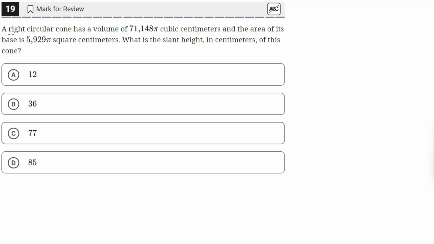A right circular cone has a volume of 71,148 pi cubic centimeters, and the area of its base is 5,929 pi square centimeters. What is the slant height in centimeters of this cone? So we have a cone. We can draw a little diagram here.